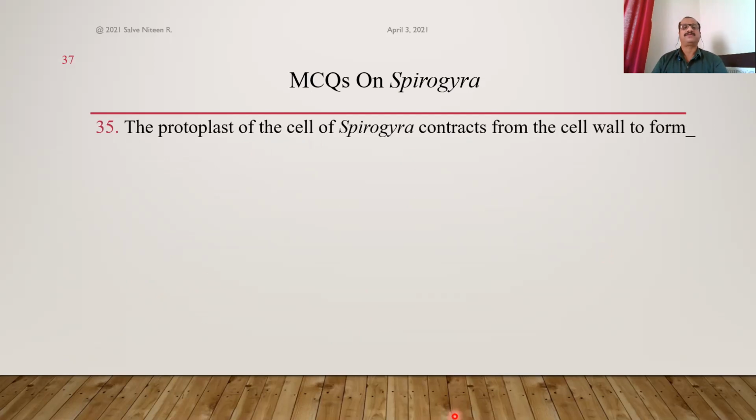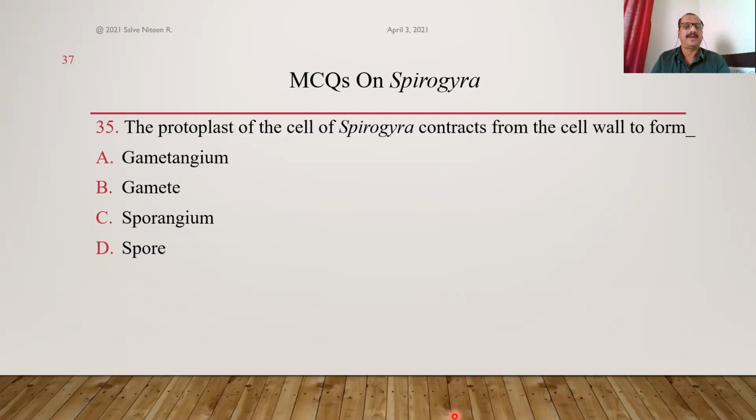The protoplast of the cell of Spirogyra contracts from the cell wall. We have studied that. It loses water by exosmosis. It contracts and the protoplast becomes what? Whether it is called gametangium, gamete, sporangium, or spore. That shrunken protoplast is called a gamete. And the cell in which that protoplast is present is called the gametangium. So cells become modified to function as gametangium, and the protoplast, that is the cell without cell wall, whatever is present inside the cell, behaves as the gamete. So here the option is option B, that is the answer.